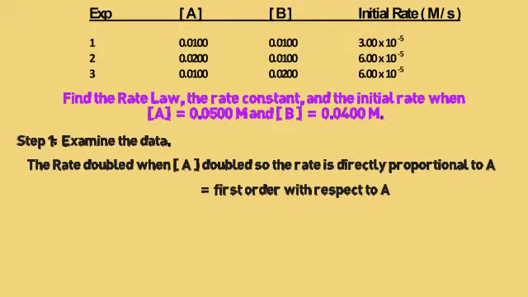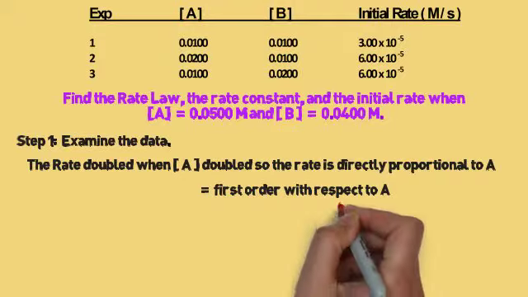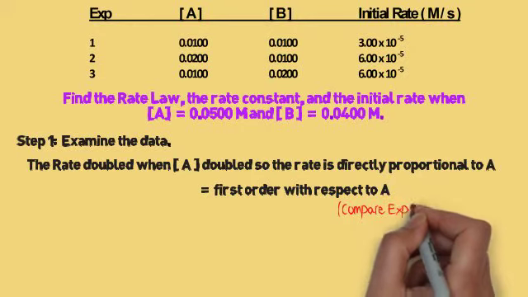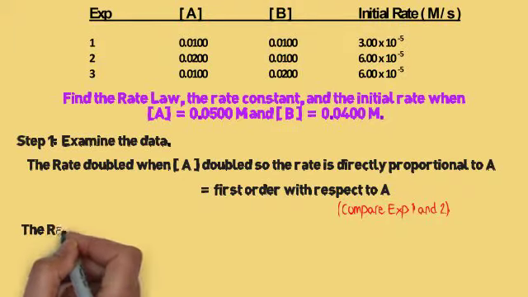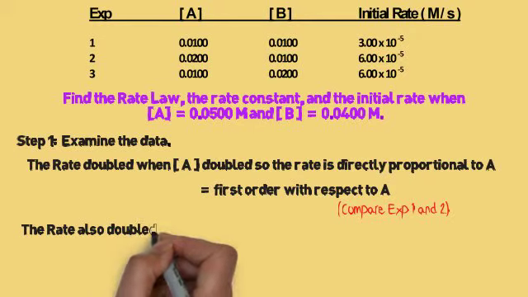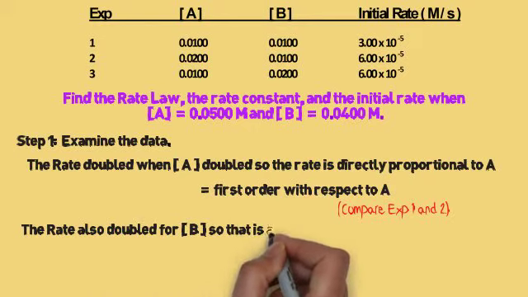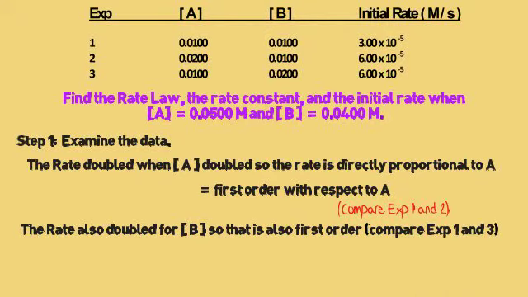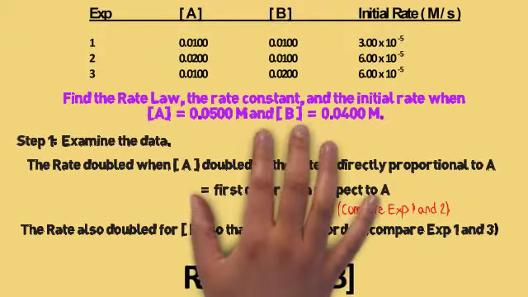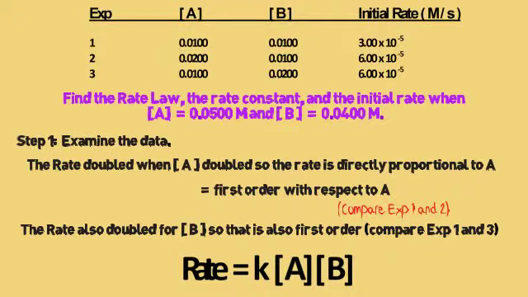Take a look at B. Do a comparison there as well. For the first one, we compared experiments 1 and 2. What will we do with B? Taking a look at B, the rate also doubled for the concentration of B. So that is also first order. And compare experiments 1 and 3 in that case. So now we can write the rate. That's the rate law for this experiment, for this substance.